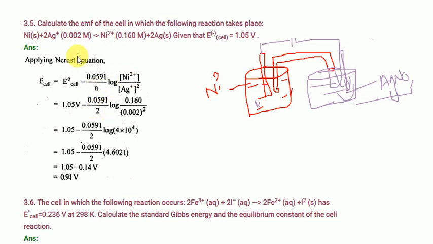Log of nickel ion concentration, how much is there? 0.02 molar, that's mentioned. So silver ion concentration is 0.02 molar. Why is it squared? That's the reason we mention the square above the concentration. Clear? So nickel ion concentration, how much is there? 0.160, that is mentioned as 0.160. If you solve this, 0.160 by 0.04, squared, you get 0.04. When you solve it, you will get 1.05 minus 0.059 by 2.